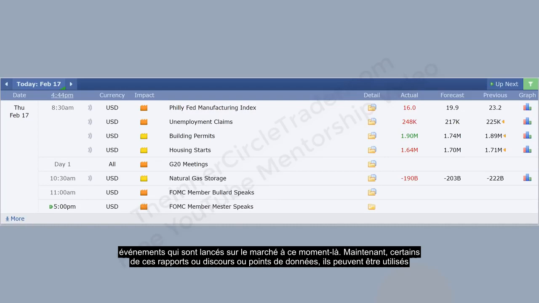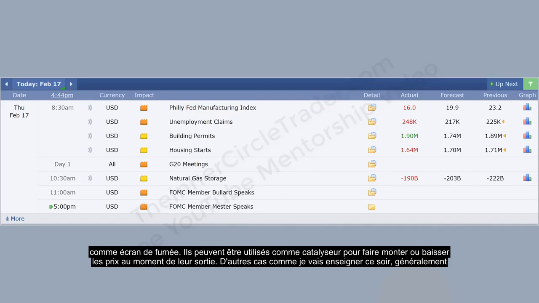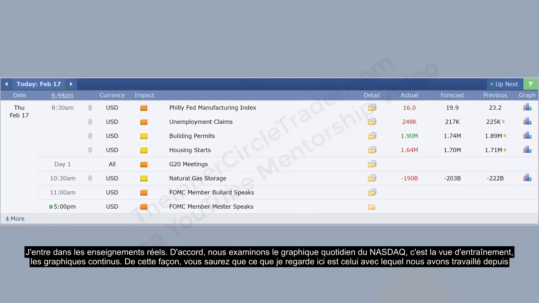Now, some of these reports or speeches or data points, they may be used as a smokescreen. They may be used as a catalyst to have price go up or down at the time of their release. Other instances, like I'm going to teach tonight, usually there's going to be a build up or a dropping down in price right before the report comes out. And then the real move starts to ensue. Okay, so it'll make more sense as I get into the actual teachings.